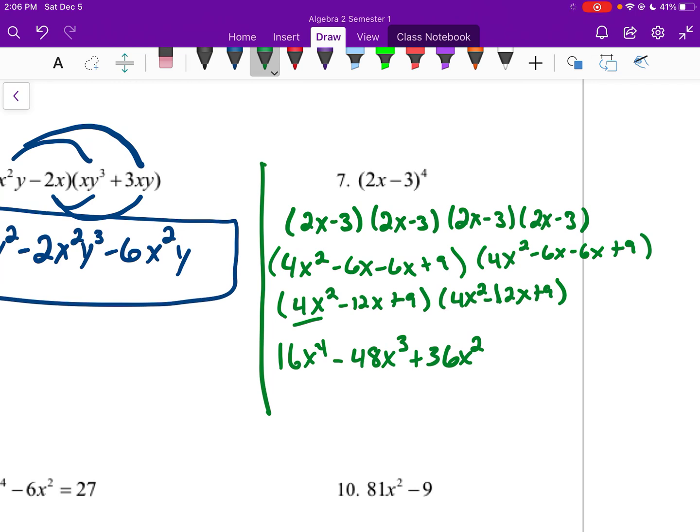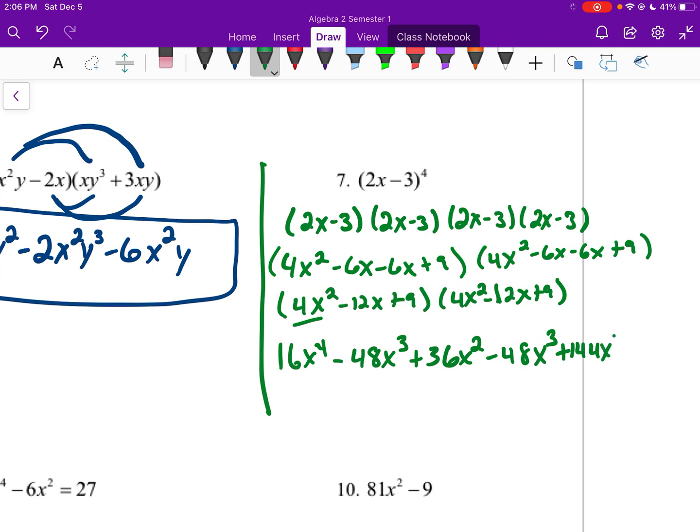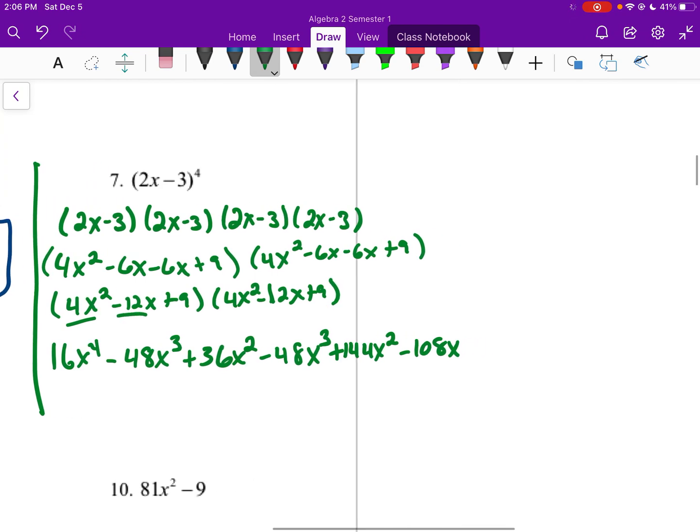Now distributing that negative 12x through. Negative 12x times 4x squared, you're going to get minus 48x cubed. Negative 12x times negative 12x, you're going to get 144x squared. And then finally, the negative 12x times 9, you're going to get negative 108x. So that's me distributing that negative 12x through.